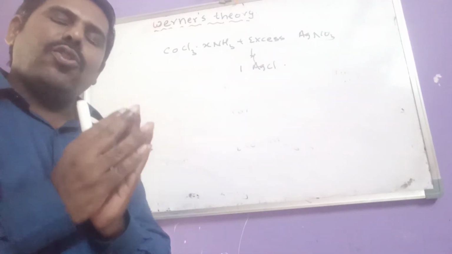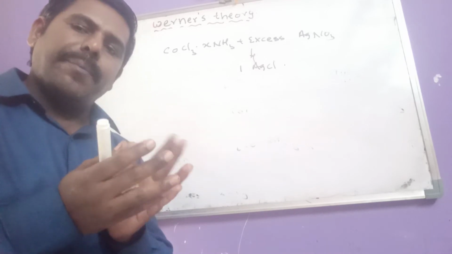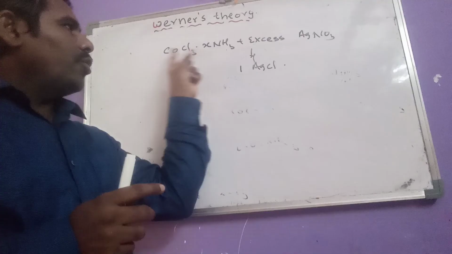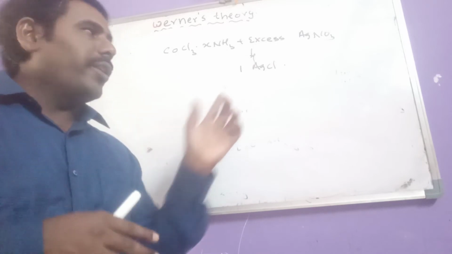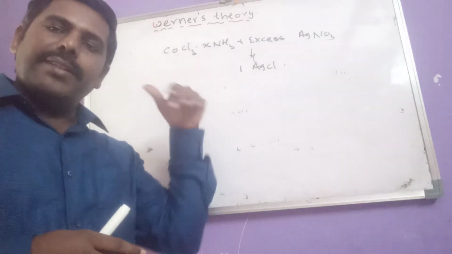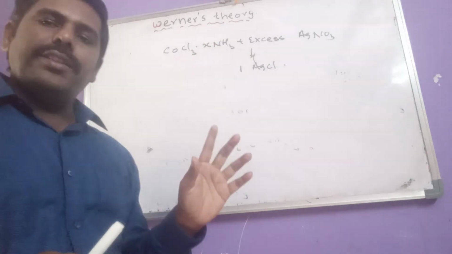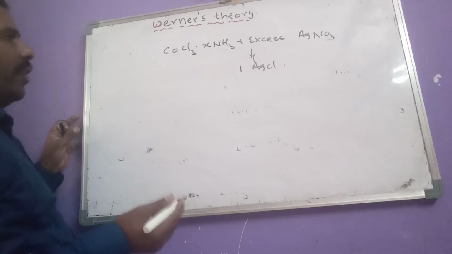That means 2 chloride ions enter into that coordination sphere. So the coordination number, the secondary valency of cobalt, should be 6. Now 2 chloride ions have entered, so how many ammonia molecules do we have to expect inside the coordination sphere? 4. So now the X value is how much? 4.